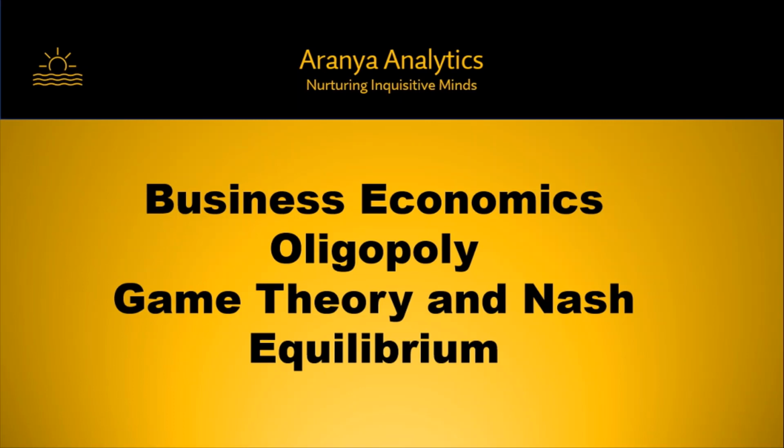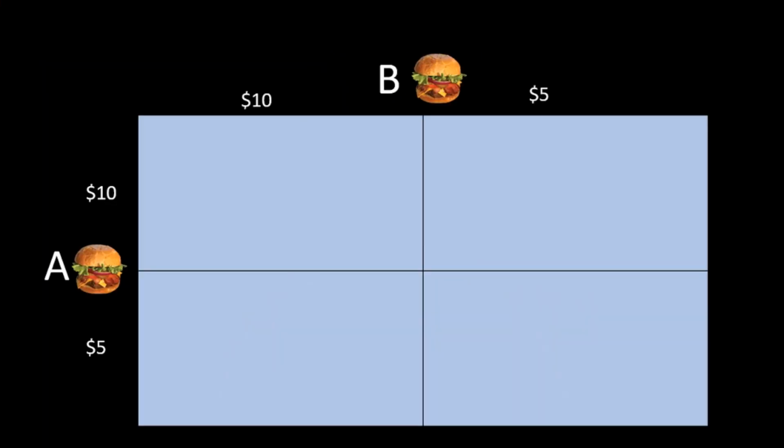We'll now start with our analysis of oligopoly behavior using the most widely accepted tool, which economists and mathematicians have referred to as game theory. So let's start our example with two firms selling burgers. Now, both these firms have a decision to make here. They must decide whether to charge $10 for their meal or $5.